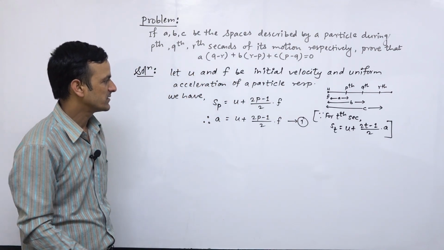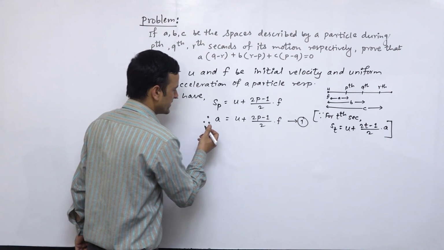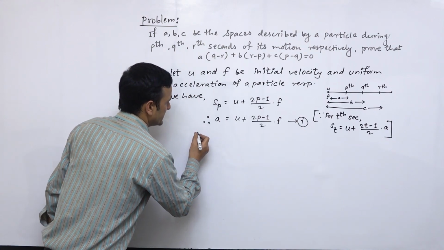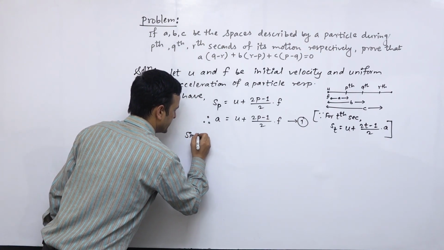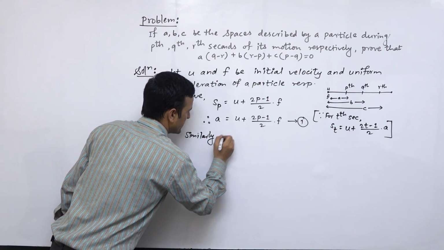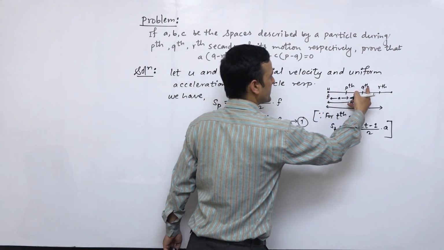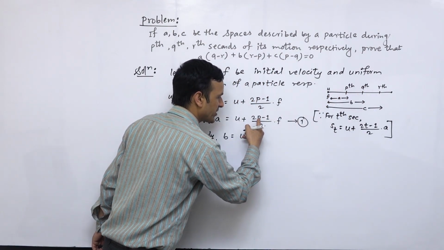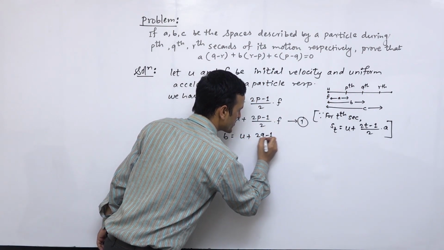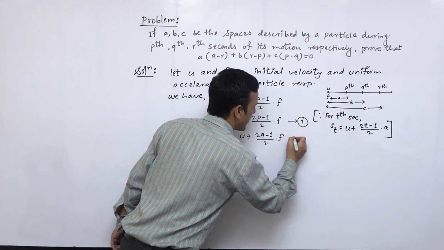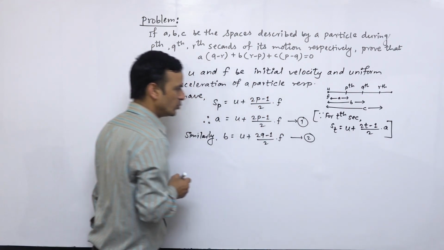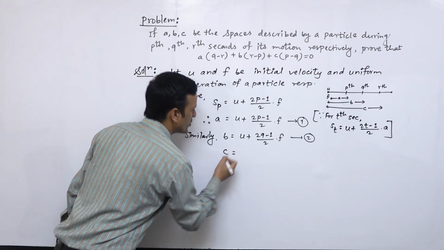And similarly, we have b will be u plus, for the qth second, we have here q, so (2q minus 1) divided by 2 into f. So this is equation 2. And c is equal to what?